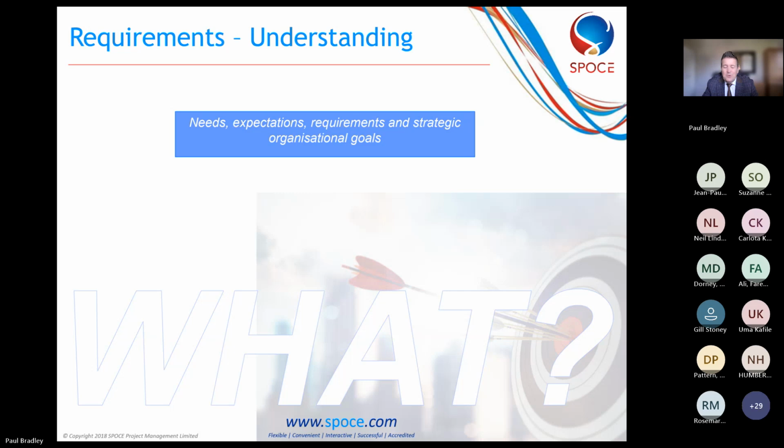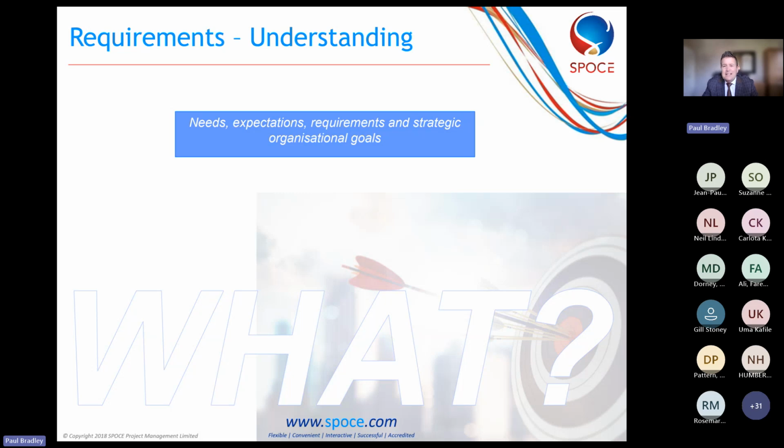We also, very early on in the project, before the project starts, preferably, need to understand what those expectations and requirements are, but also ensure that the project is aligned to our organisational goals. All projects must be aligned to an organisation's goals, because if they're not, then they're not going to get the backing of the organisation. They're not going to make the key differences to the organisation, and ultimately you won't achieve the outcomes and the benefits.